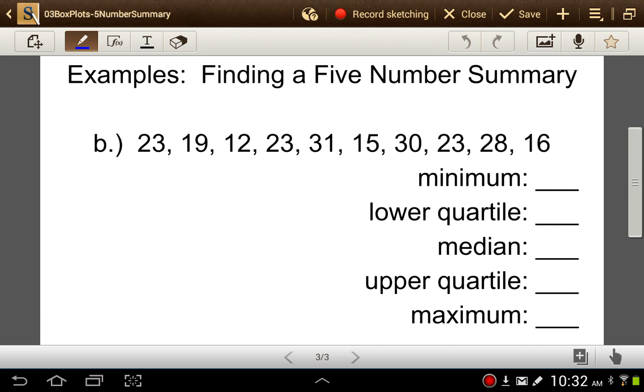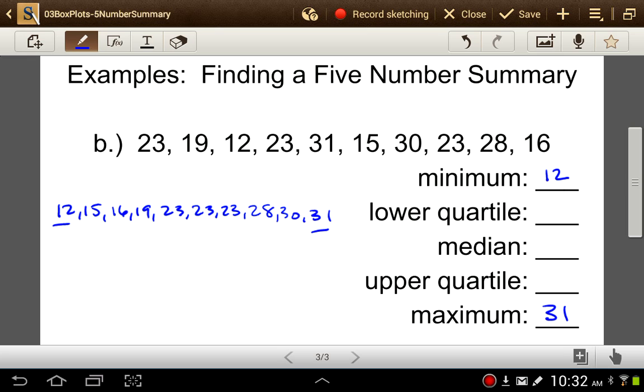Okay, in my second example, my numbers are all mixed up, so I first have to put them in order from least to greatest, because we're working with median. So it's 12, 15, 16, 19, 23, 23, 23, 28, 30, and 31. I always like to start with the min and the max, because those are pretty easy. The minimum is your lowest number, 12. The max is your highest number, 31.